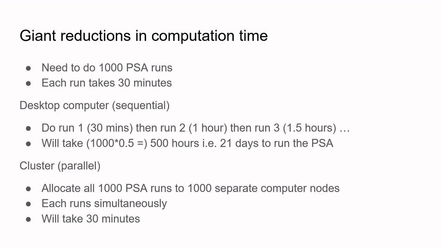If you do it on a cluster, you get a lot of parallelization. So imagine you now have 1,000 computers and you run all of them. You start on the first computer doing PSA one, second computer PSA two, on and on and on. The 1,000th computer does the 1,000th PSA. They all run simultaneously. It takes you 30 minutes to get your answer. So 21 days versus 30 minutes. That's really a big deal in terms of computation.